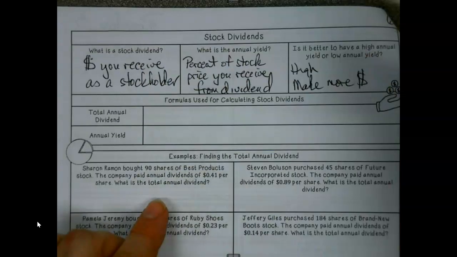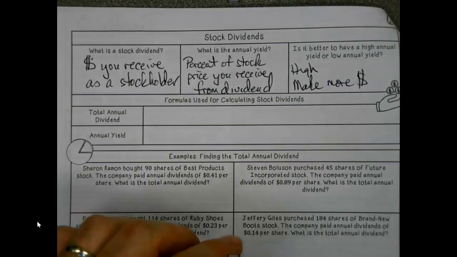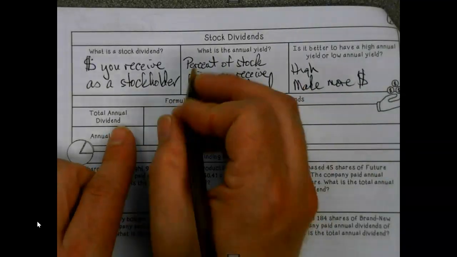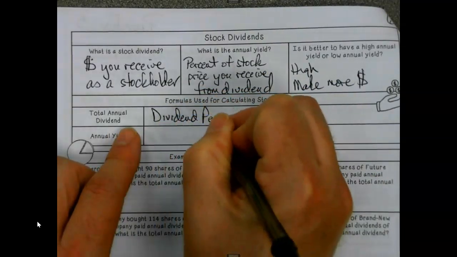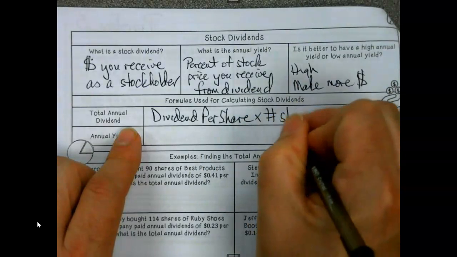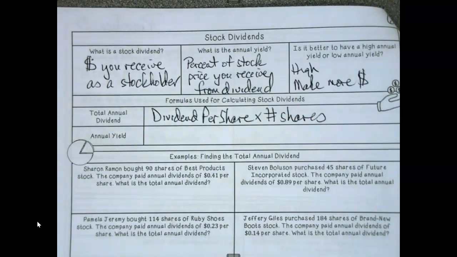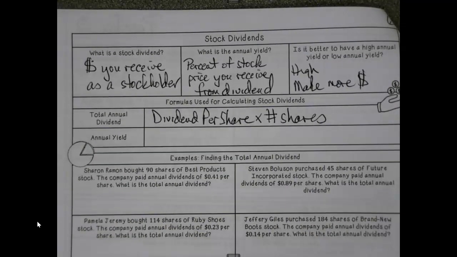And so when we're trying to figure this out, more times than not, as we're going to see, you're going to be given those statistics. So what you would typically do to figure out your total annual dividend is you would need to know the dividend per share and multiply that by the number of shares that you have. You're going to get more of an annual dividend if you have 50 shares than if you only have 20, or if the dividend's higher. So if you're given the per share, you can figure it out that way.